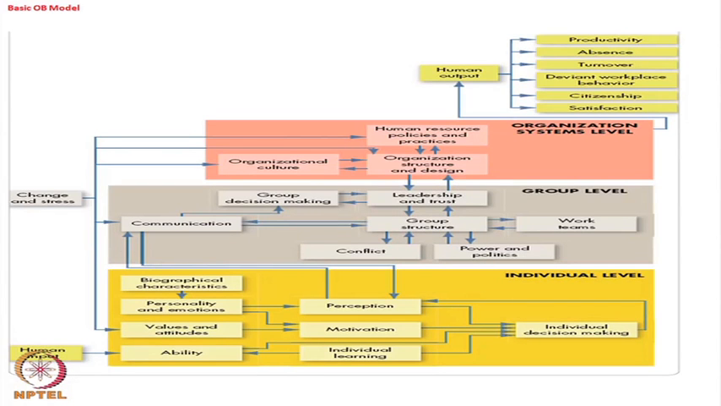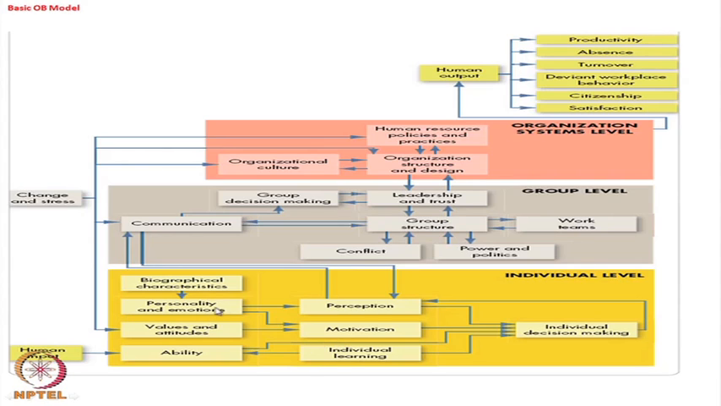If you observe this diagram over here, which is the basic OB model, there is a human input. When an individual enters an organization, he comes with his abilities, values and attitudes, personality and emotions, and biographical characteristics. These biographical characteristics again help in developing the personality and emotions.